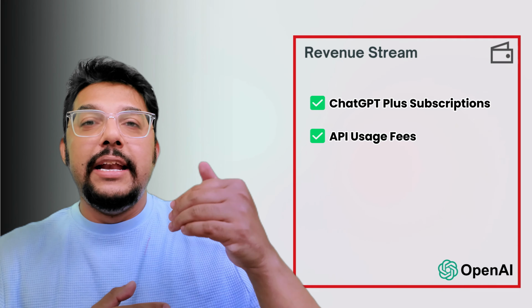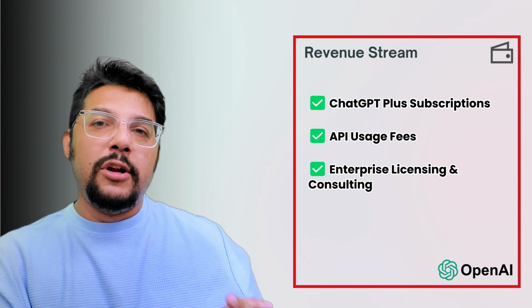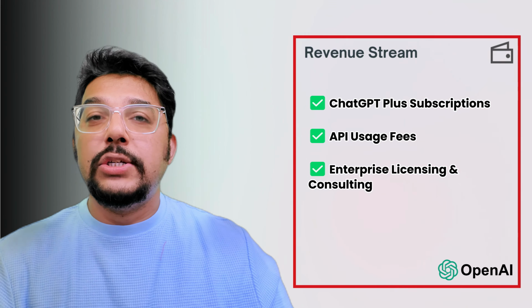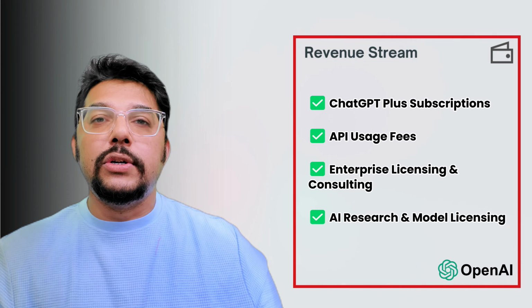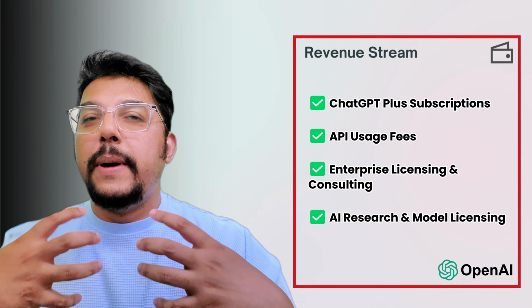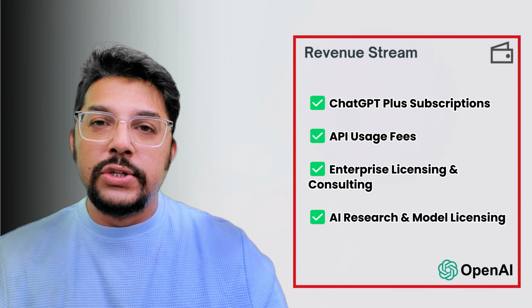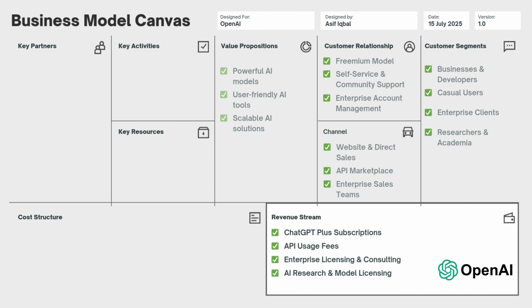Then for the enterprise, this is enterprise licensing and consulting. Large corporations and institutions pay for custom AI solutions, including tailored models, compliance, security, and priority support. Another one is AI research and model licensing. OpenAI partners with organizations and institutions to license AI models for specific use cases such as automation, research, or specialized AI-powered tools. So the thing here is, revenue streams are essential, no doubt, for any business model to ensure long-term financial stability and growth. Companies must continuously optimize their pricing model and explore new opportunities to maximize revenue.